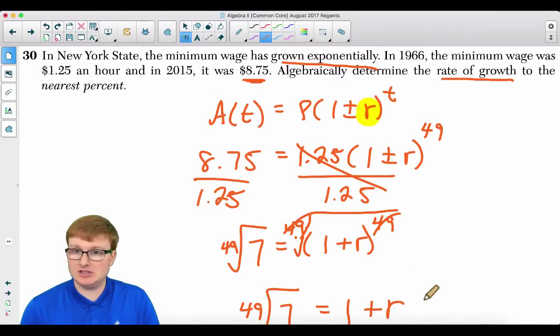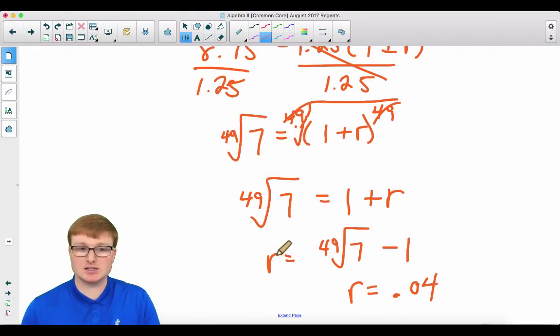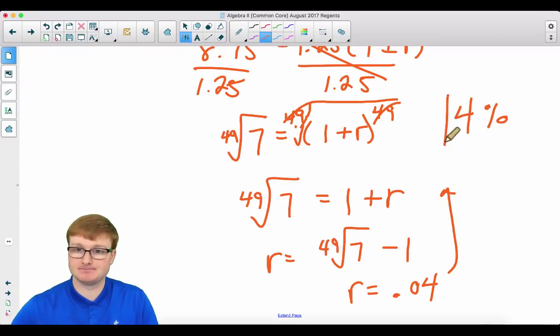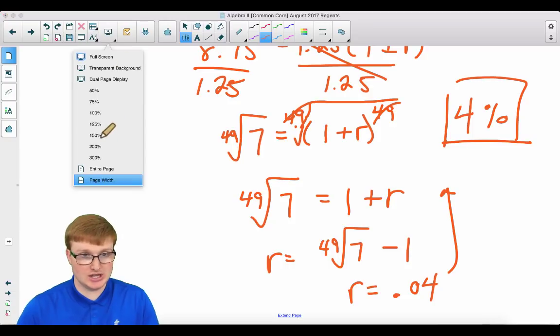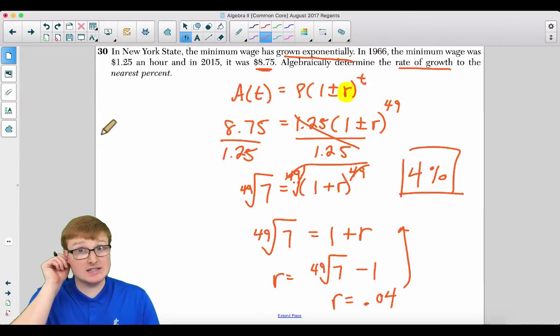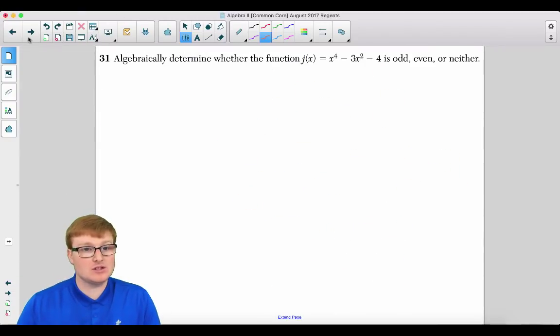It says algebraically determine the rate of growth to the nearest percent. In percent, that's just 4%. Ladies and gentlemen, that is the answer to that question. 4% is your answer. Moving on to question number 31.